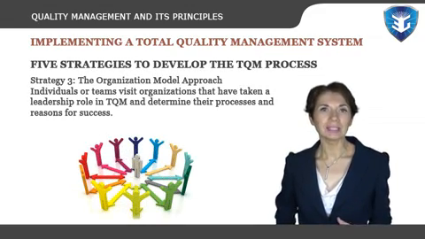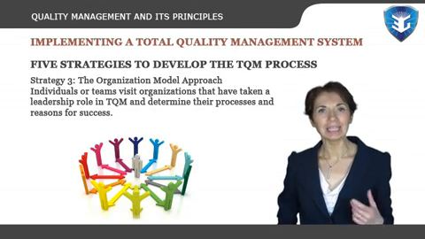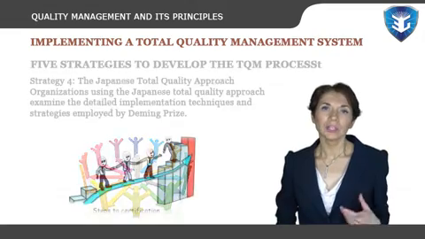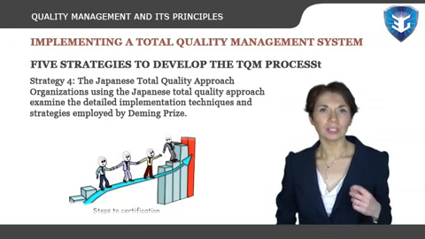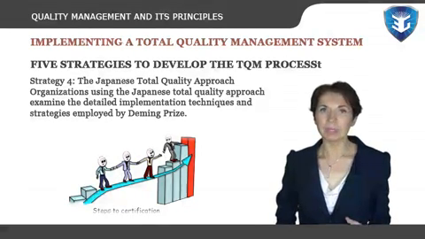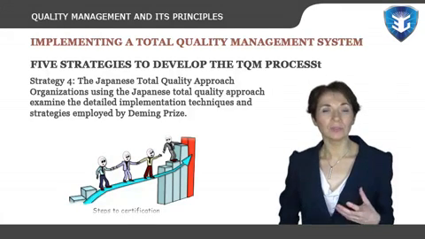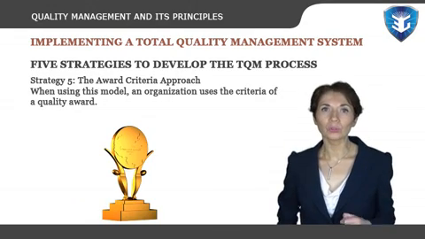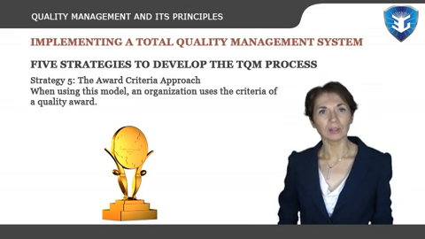Strategy 3, the organization model approach. Individuals or teams visit organizations that have taken a leadership role in TQM and determine their processes and reasons for success. Strategy 4, the Japanese total quality approach. Organizations using this approach examine the detailed implementation techniques and strategies employed by Deming prize-winning companies and use this experience to develop a long-range master plan for in-house use. Strategy 5, the award criteria approach. When using this model, an organization uses the criteria of a quality award.